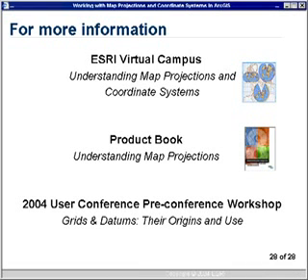I also wanted to mention that at the 2004 ESRI User Conference in San Diego, there's a pre-conference workshop on Saturday. It's an all-day event called Grids and Datums, Their Origins and Use. This is given by Cliff Mounier, who is a professor at Louisiana State University. It's a very good presentation. He's done it the last, I think, two years. And by the end of the day, you'll really understand where these things all came from and why they're the way they are. It's a very good way to throw yourself into it and really understand what is going on with these projected and geographic coordinate systems.